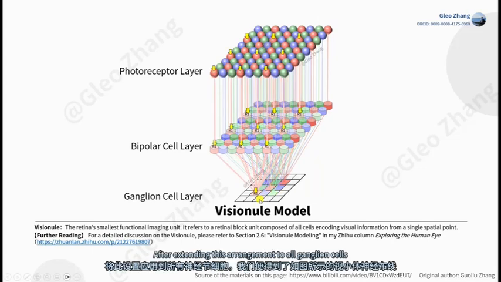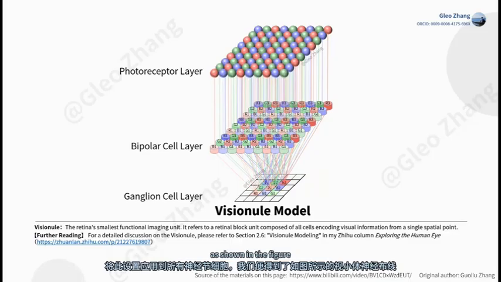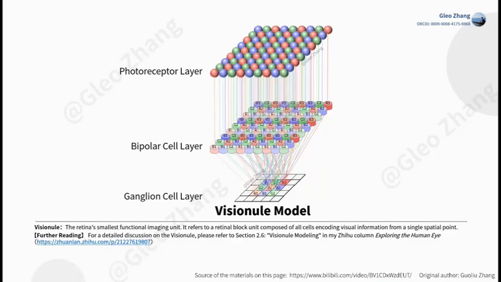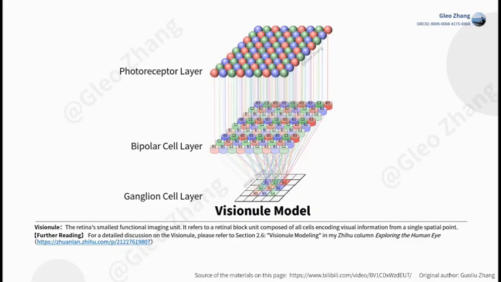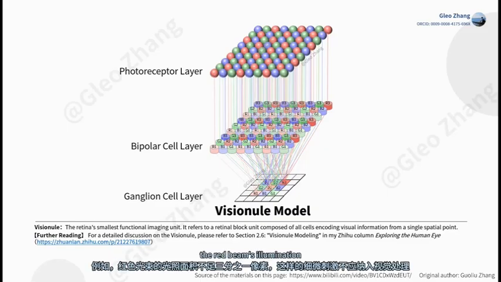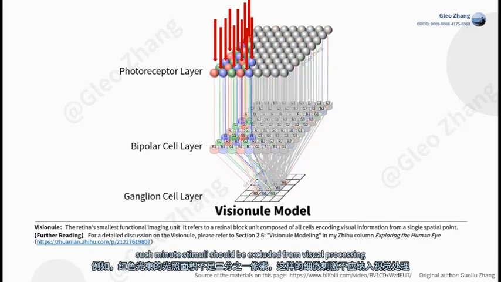After extending this arrangement to all ganglion cells, we obtain the neural wiring of the vision neuron as shown in the figure. The purpose of this setting is to filter out light stimuli with illumination area below the threshold, preventing unnecessary consumption of the brain's computational resources. As illustrated, the red beam's illumination covers less than 1/3 of a single pixel area. Such mini stimuli should be excluded from visual processing.